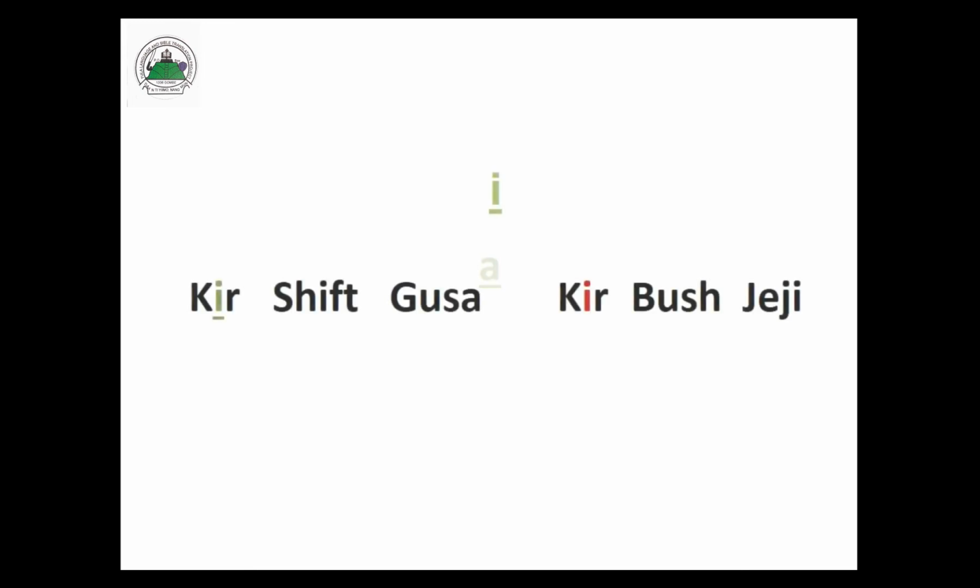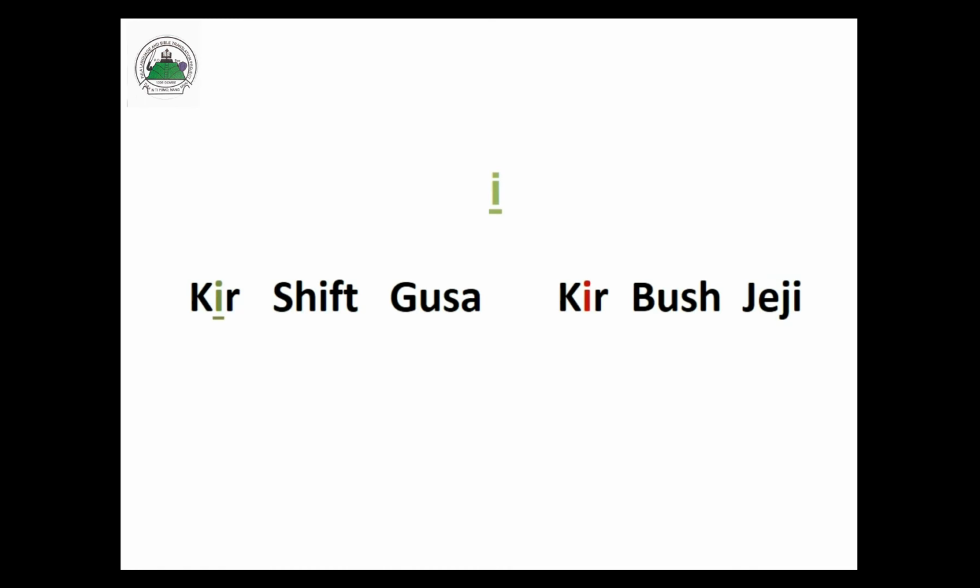We have this, so this is our vowel. The last vowel, which is also one of the new vowels, is pronounced as in the word kr. Kr, which means shift in English, gusa in Hausa. Here again, we're going to do another comparison because this vowel is underlined and we have the other vowel in red color there that is not underlined. And in that example, we have kir, which means bush in English, jeji in Hausa.